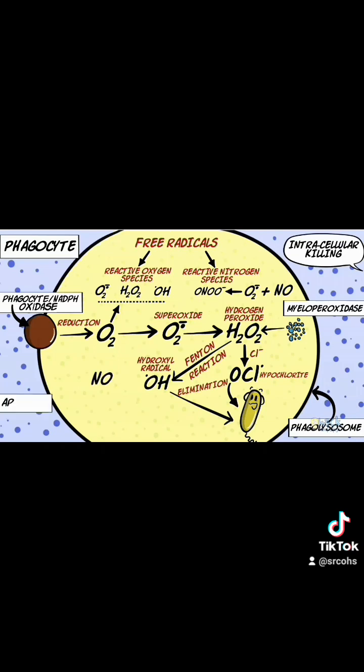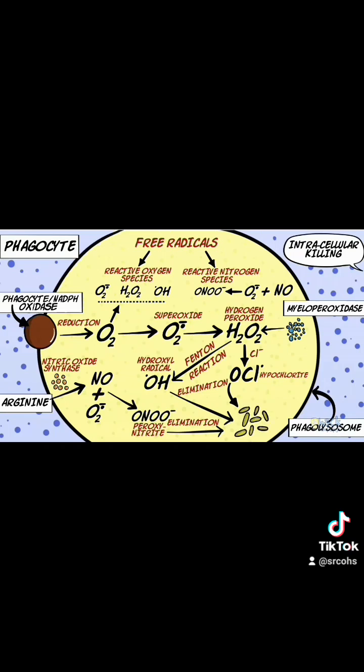Further, nitric oxide derived from arginine by the action of nitric oxide synthase combines with superoxide to form a free radical called peroxynitrite, which also participates in microbial killing. The free radicals target the lipids, proteins, and nucleic acid of microbes, thus killing them. Now, apart from free radicals, phagocytes also possess numerous enzymes like lysozyme, elastase, cathelicidin, lactoferrin, and defensins, which are antimicrobial.